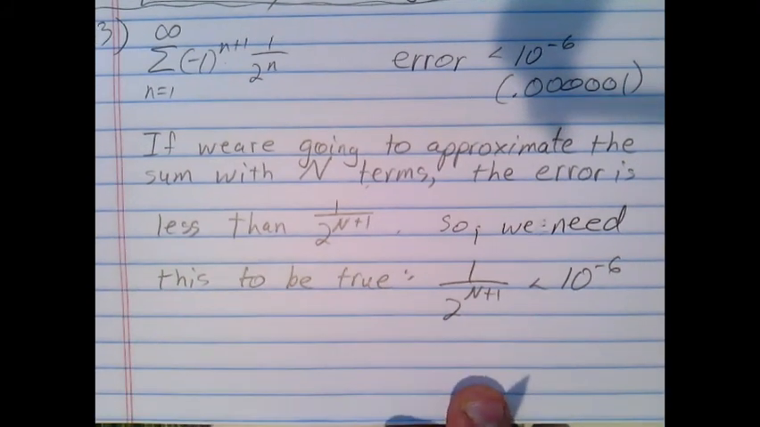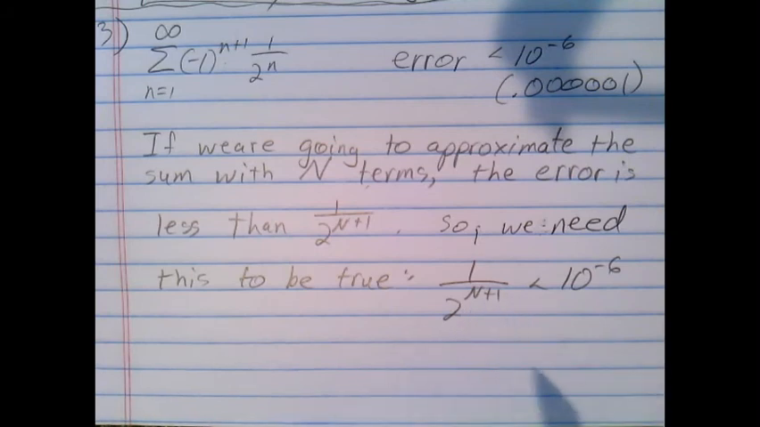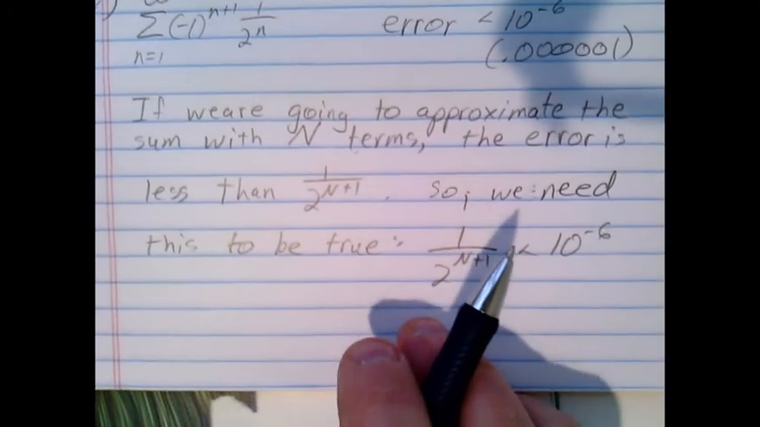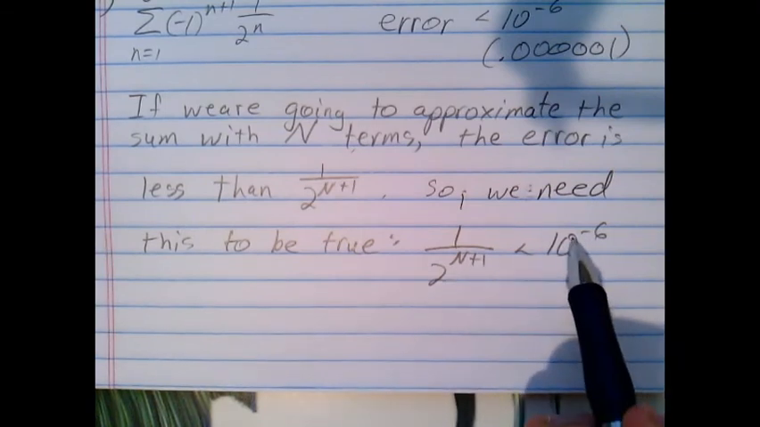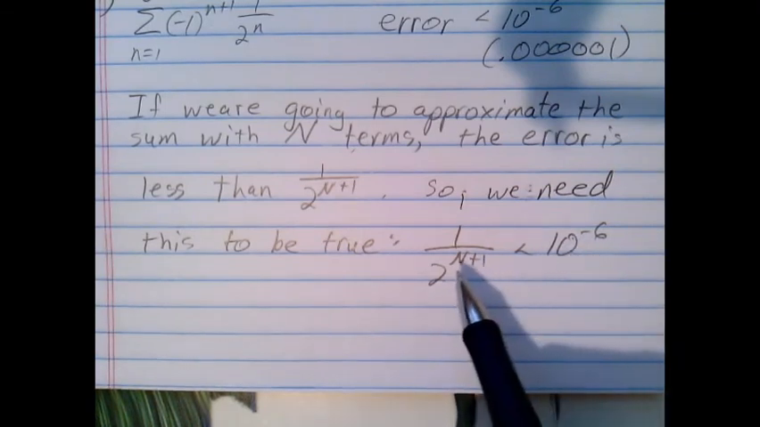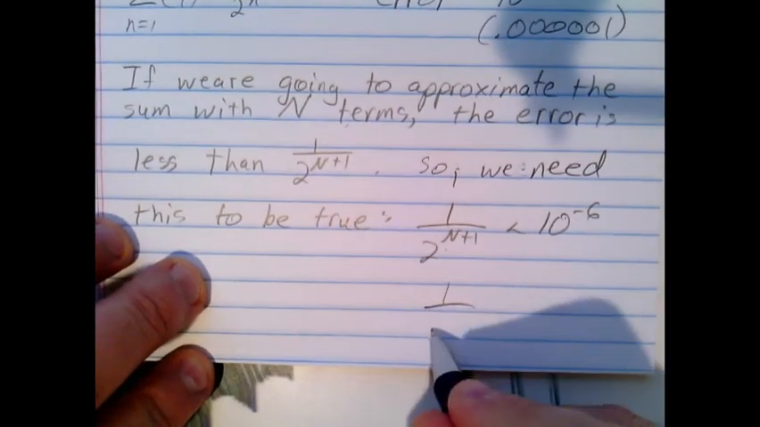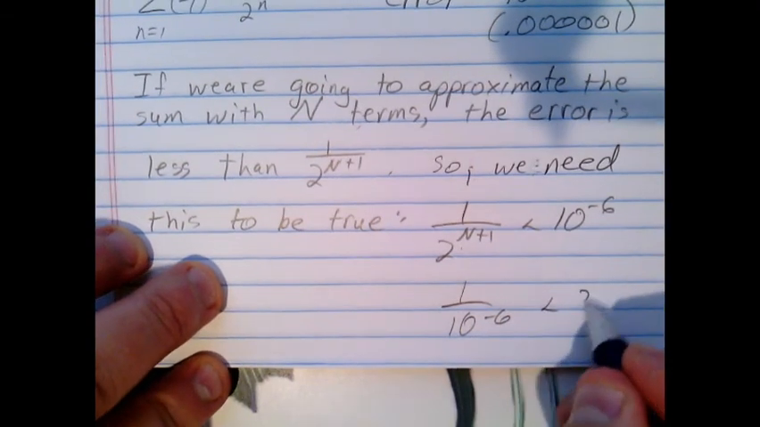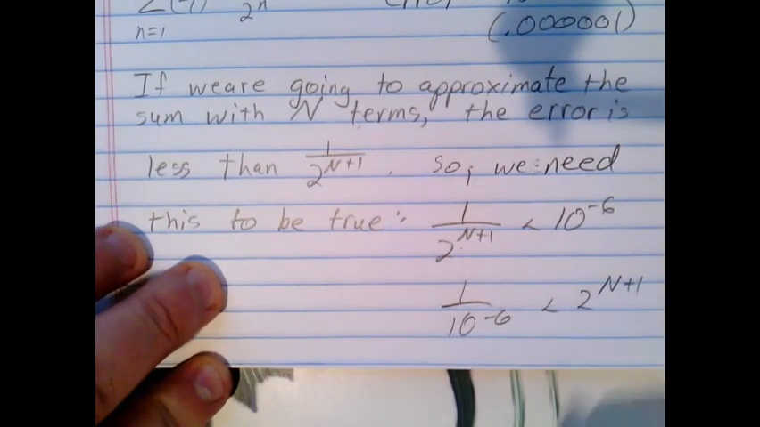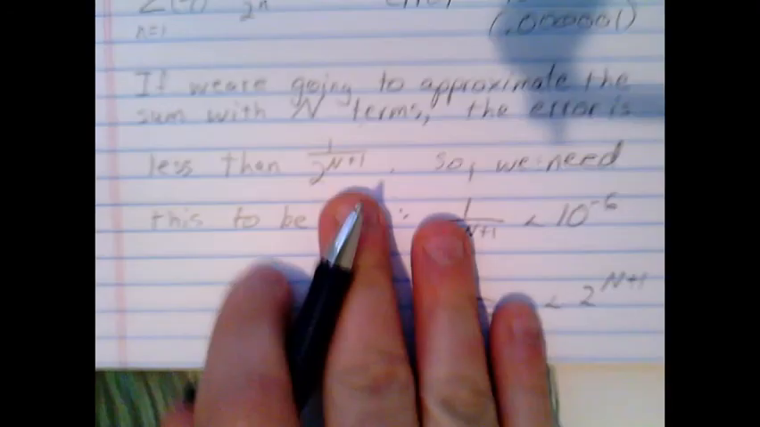Well, you know what? That shouldn't be too hard to work out. We just need to do a little algebra there. So let's do the algebra. It looks like I need to bring this 2 to the N plus 1 up and the 10 to the negative 6 down. So rearranging, I get 1 over 10 to the negative 6 is less than 2 to the N plus 1. And it looks like I'm going to need a little more paper there.